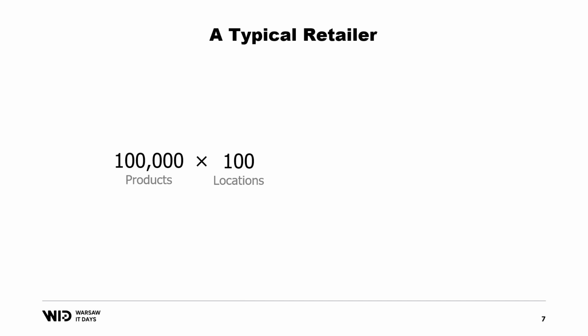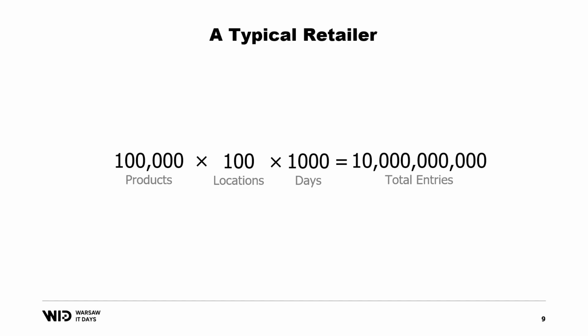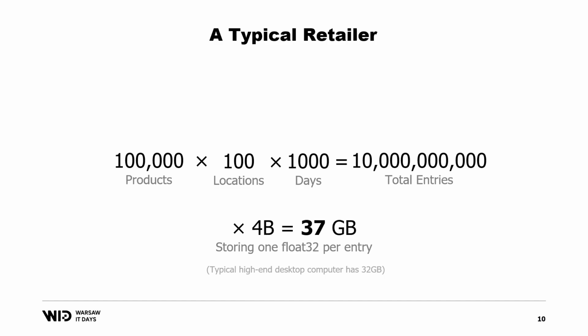Assuming we keep only one data point for every day, and we look only at 3 years in the past, this means about 1,000 days. Multiply all this together, and our dataset will have 10 billion entries. If we keep just one floating point value for each entry, the dataset already takes 37 gigabytes of memory footprint. This is above what a typical desktop computer would have. And one floating point value is not nearly enough to do any kind of analysis.